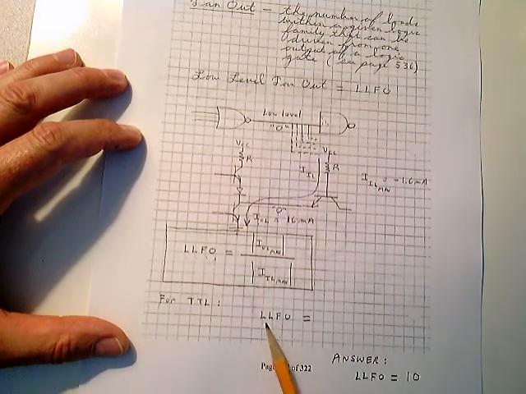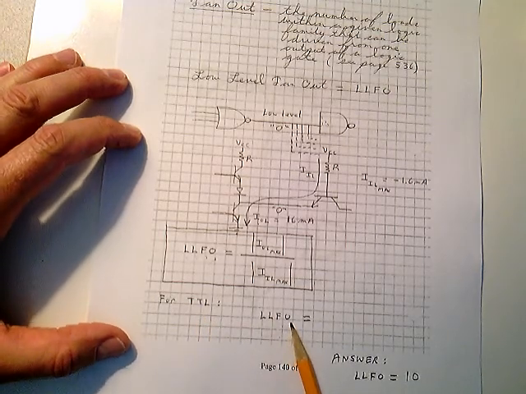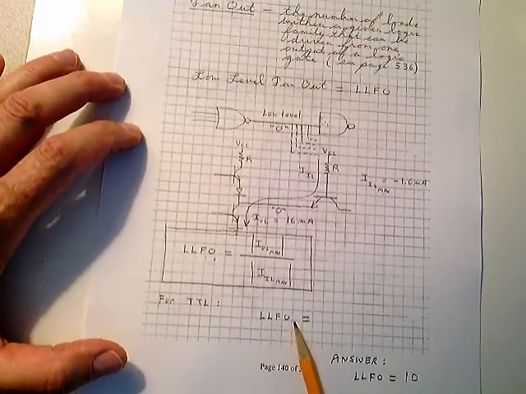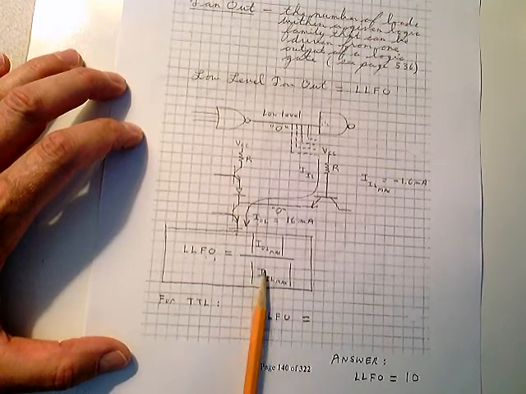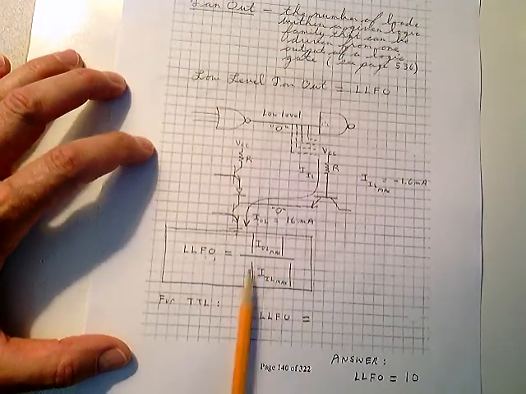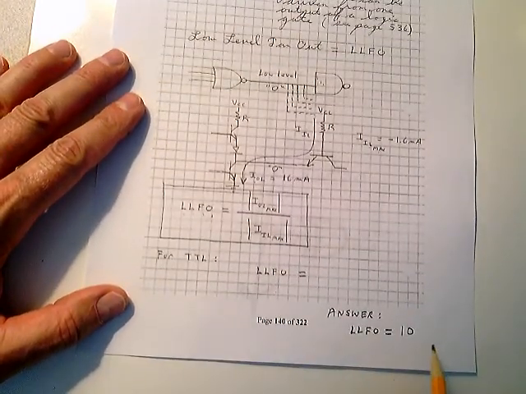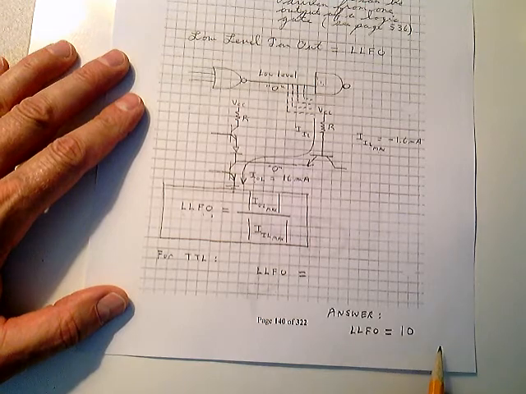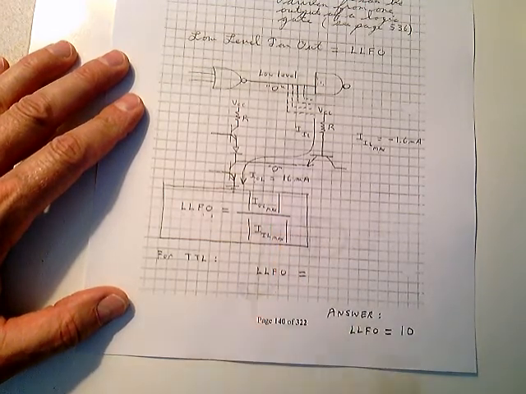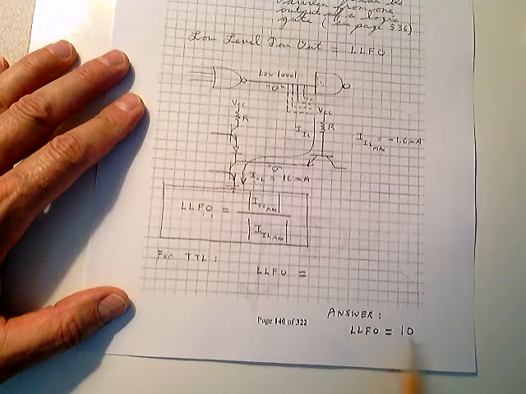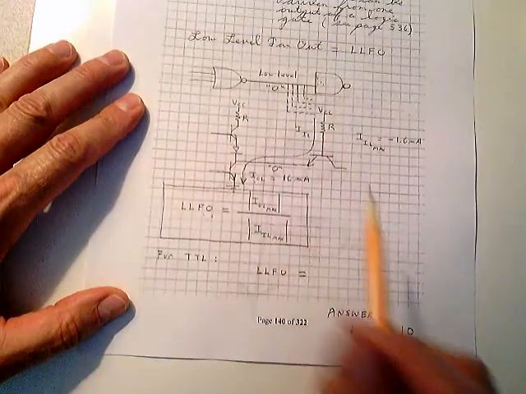I want you to calculate the low-level fan-out for TTL by looking at the specification on page 273. And I want to see if you can calculate that using this formula. And the answer should be low-level fan-out is 10. It's not 10 milliamps. It's not 10. No units, because the units, the amps cancel. That's just 10. You can take the output of TTL gates to 10 places and no more.